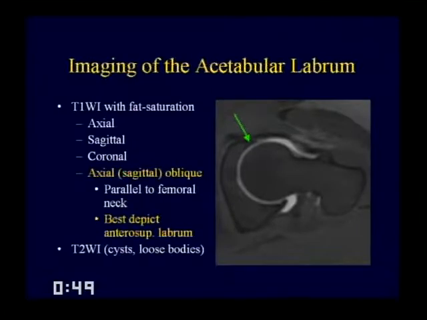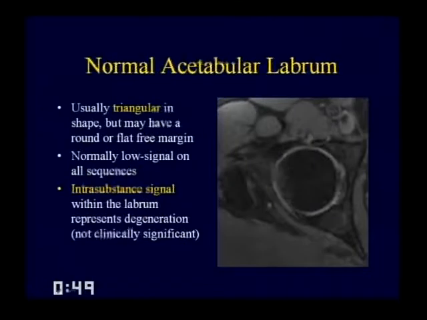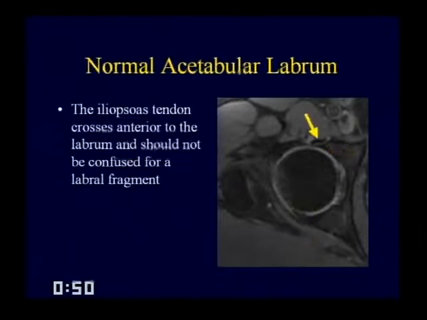The normal acetabular labrum is usually triangular in shape, but may have a round or flat free margin. It's normally of low signal intensity on all sequences. You can sometimes see a little bit of intrasubstance signal within the labrum, which represents some degeneration, but is not clinically significant. One thing to keep in mind is the iliopsoas tendon crosses just anterior to the anterior labrum and should not be confused for a labral fragment. It's easy to make that mistake, but if you follow it up and see that it's attached to the iliopsoas muscle, you won't get confused.